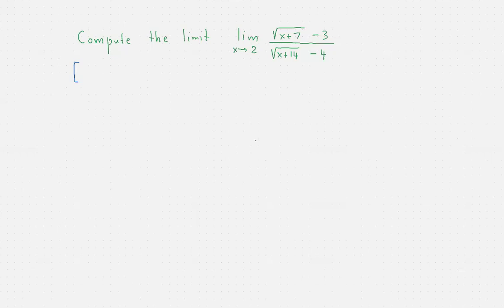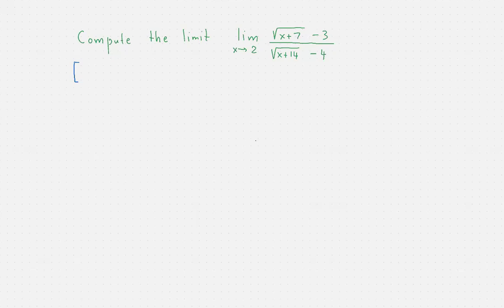So what you're going to get here is 0 over 0, because on the top we will get the square root of 9 minus 3, and square root of 9 is 3. And on the bottom we're going to get square root of 16 minus 4, and square root of 16 is 4.